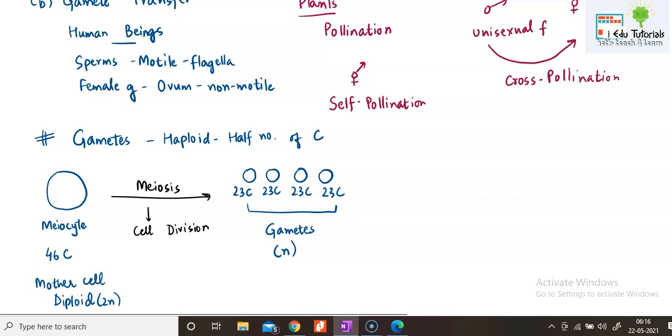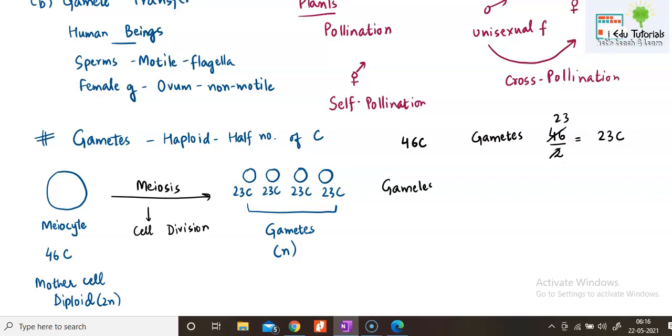So in exams, sometimes questions are asked. Suppose a meiocyte is given and that meiocyte has 46 chromosomes. They will ask you what will be the chromosome number in their gametes. So you have to calculate it, and it is very simple. You will take the chromosome number at the top and you will divide this value by 2. Because in gametes you have just seen that the chromosome number is half that of the meiocyte. So the answer will become 23 chromosomes.